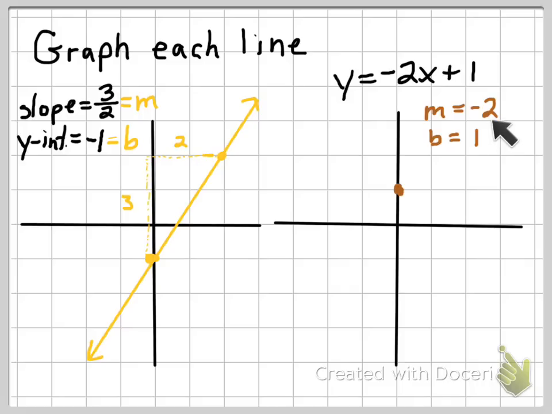But it's not written as a fraction yet, so I have to write it as a fraction. So I write negative 2 over 1. That tells me that I go down 2, or rise negative 2, and run 1. So there's the 2 points, and I draw my line.